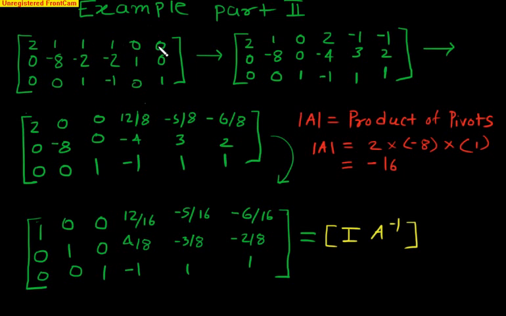See, our matrix in part 1 was this. If you add 2 times row 3 to row 1, then you will get 0 at this point. See here, like this.